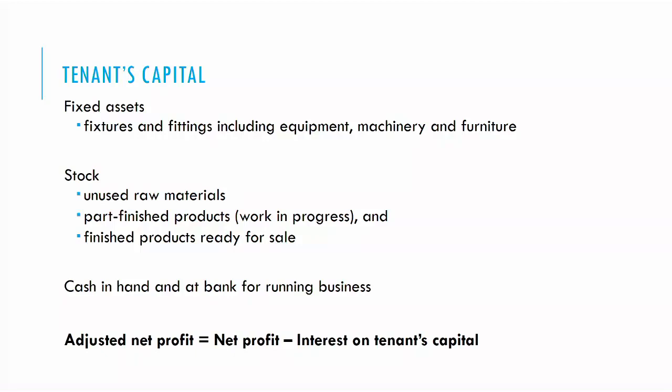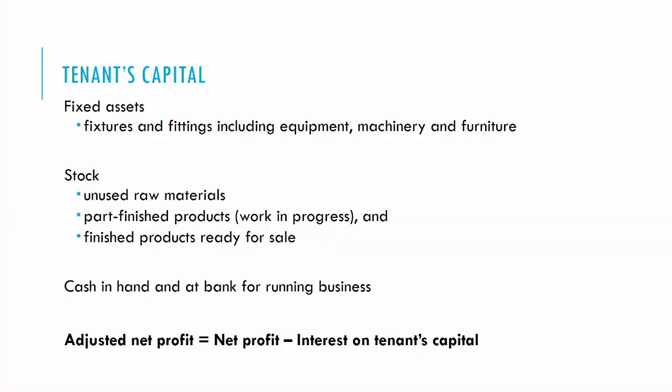Tenant's capital. It will be confusing, yeah. I'll do everything in detail when you do the calculation, right? I'm trying to go to the calculation quickly, so it will be helpful. Tenant's capital includes fixed assets: the tenant puts in some capital, fixtures and fittings, including equipment, machinery and furniture. Those are fixed assets. And stocks, unused raw material, so if it's a restaurant, food and everything; parts, finished product, work in progress if it's production; finished product ready for sales, all those are stocks. And cash in hand and at the bank for running the business.